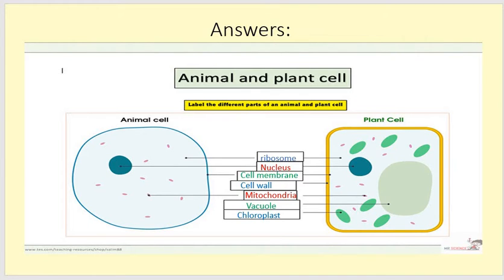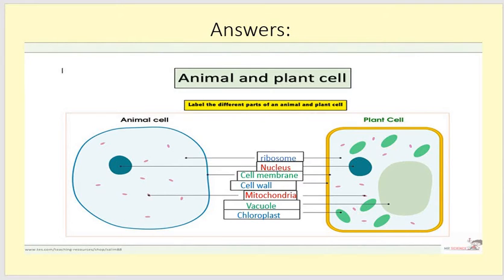Right, here are your answers. I put them in colour to make it easy to see. So the tiny little dots are ribosomes. The large blue solid shape is the nucleus, which contains the DNA, because these are both eukaryotic cells. Around the outside of the cell, the animal cell, we've got the cell membrane. This is the inner of two layers around the outside of the plant cell. Plant cell also has the cell wall outside the cell membrane.